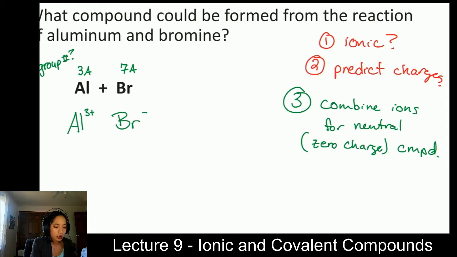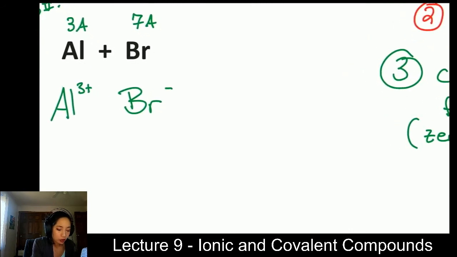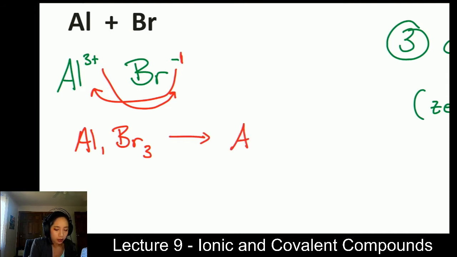All right, so now we just have to see, how can we combine these two ions to have a net zero charge? If we want to do our charge-to-subscript trick, this is -1, and that 1 is implied. So we just switch the charges and make those the opposite subscripts. So this would be aluminum 1, Br 3, where the charge on the aluminum, 3, becomes the subscript on bromine. But remember, we don't write the 1s. So this would be 1 aluminum, 3 bromides.